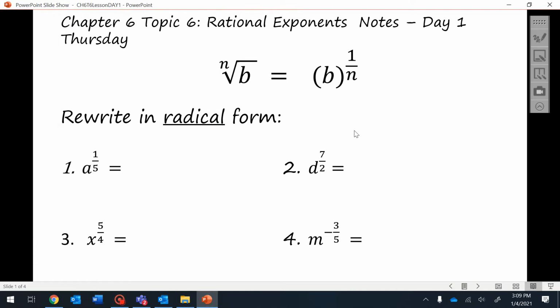Alright, today we're looking at day 1 of chapter 6, topic 6. I don't know why it says Thursday on there. This is Friday.